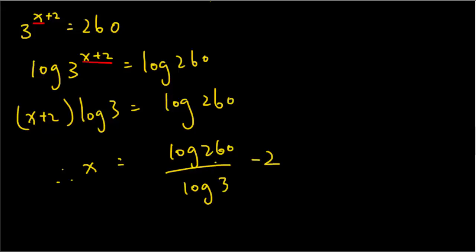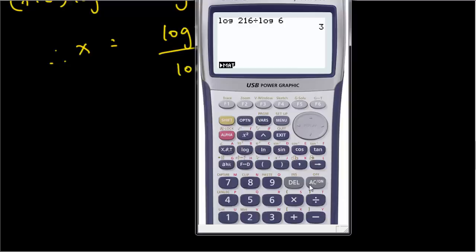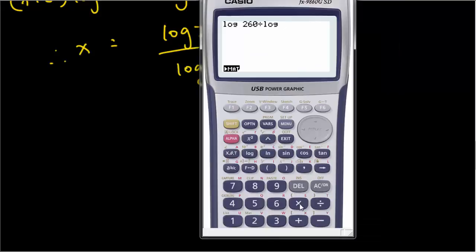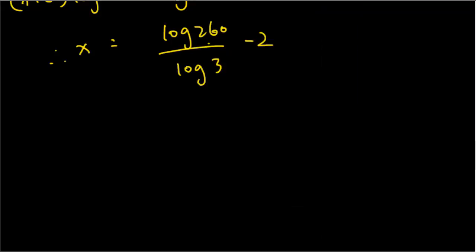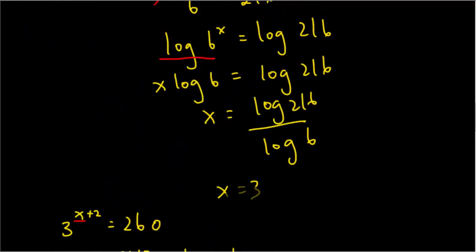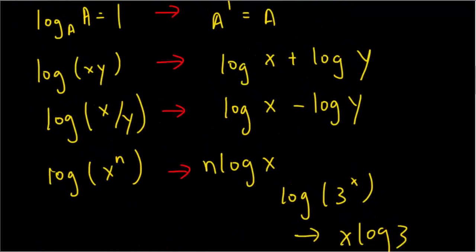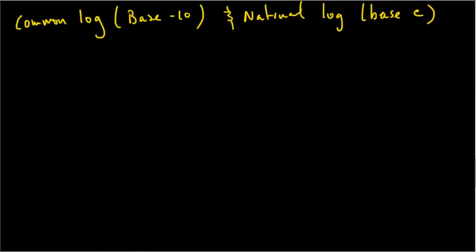Okay, so if I bring up my calculator again, log of 260 divided by log of 3, and then minus 2. So it's 3.06. So x is equal to 3.06. Okay, if you just memorize these laws, they are very important when it comes to solving these logarithmic functions. So let's talk about common logs and natural logs.